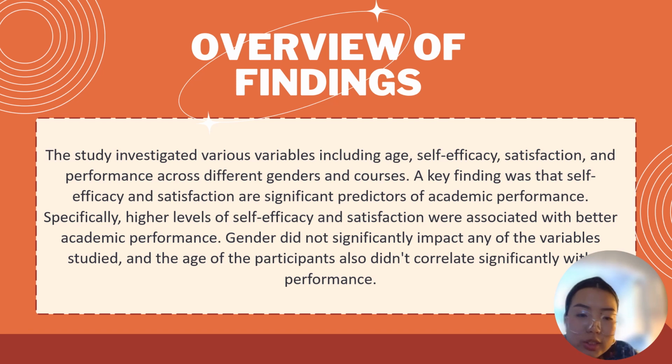So this quantitative study investigated various variables, including age, self-efficacy, satisfaction, and performance across different genders and courses. One of the key findings was that self-efficacy and satisfaction are significant predictors of academic performance. This is widely seen, and now with this research we've been able to prove that significantly higher levels of self-efficacy and satisfaction were associated with academic performance. Gender did not necessarily impact any of the variables that were studied, and the age of the participant didn't really correlate significantly with performance in academia.